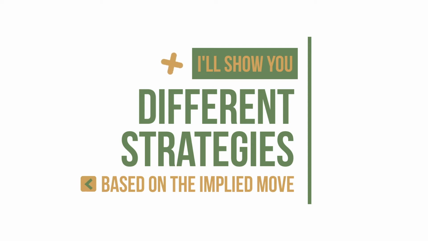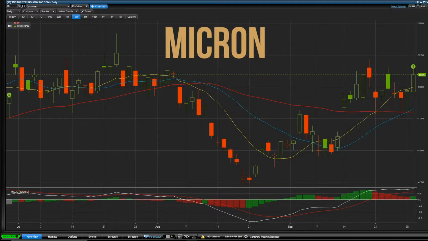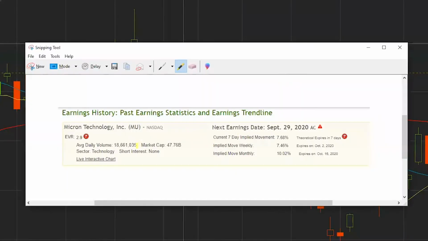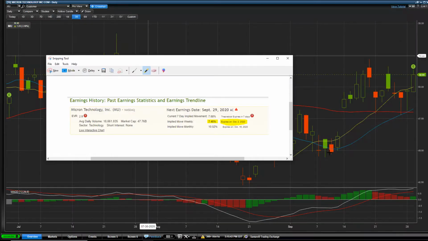So let's take Micron, for example. Micron's coming up with earnings after the bell today. So first off, what I want to do is go and see what the implied move is. This is showing me that Micron has an implied move that expires October 2nd, which is this Friday, of 7.46. So now what I want you to do there is write down 7.46. What's the stock at right now?